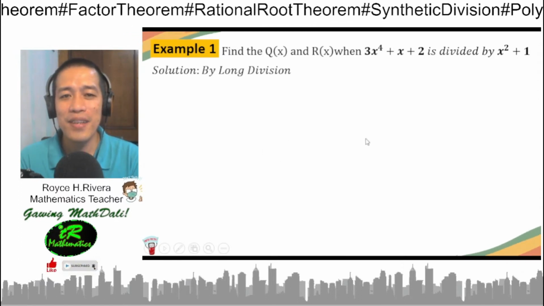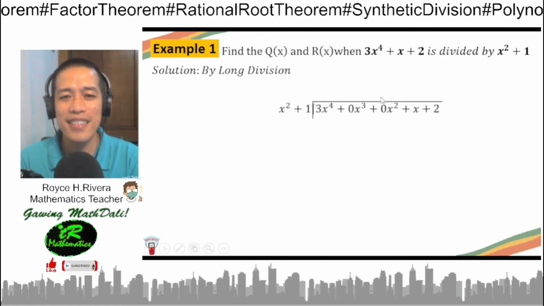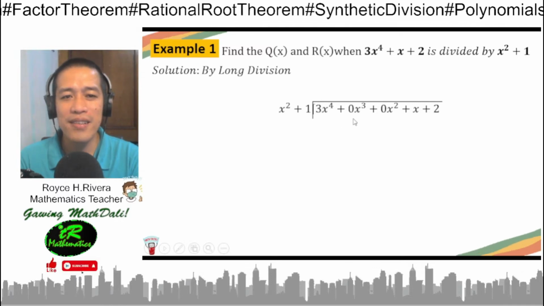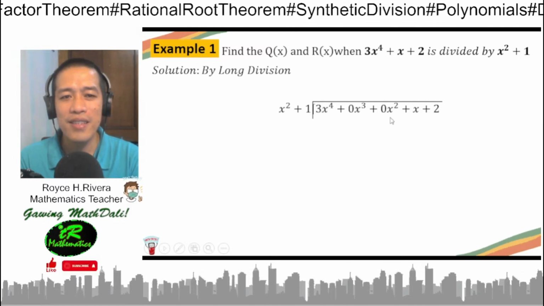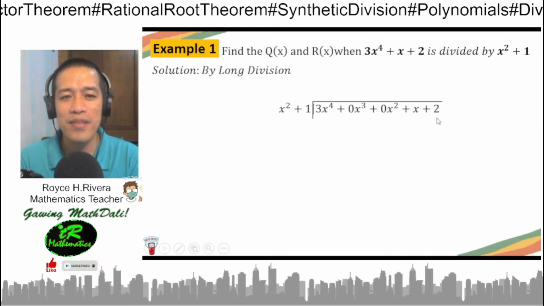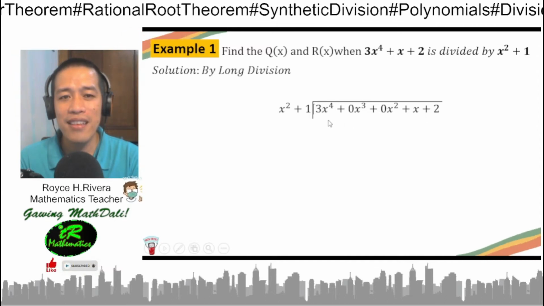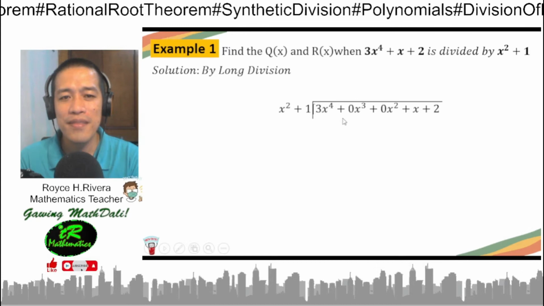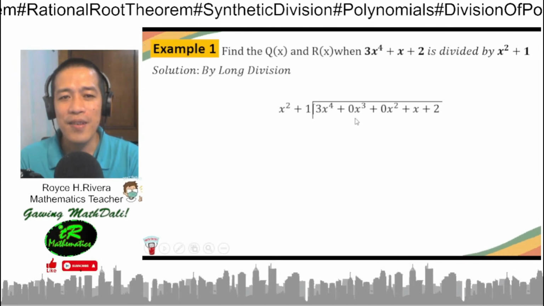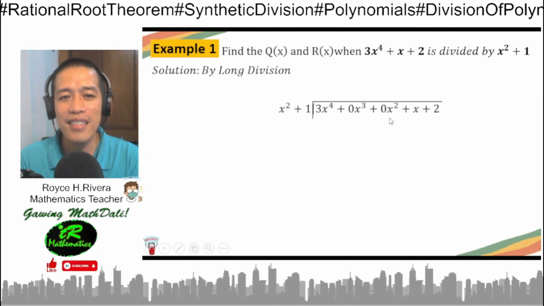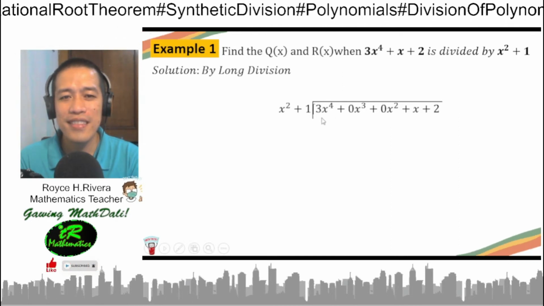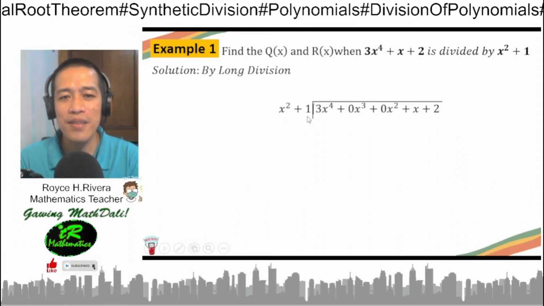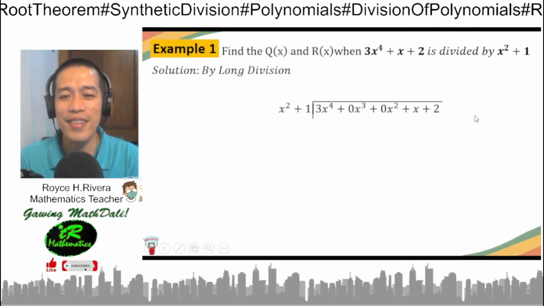Now, let us write our dividend and divisor. For our dividend, we have 3x raised to 4 plus 0x raised to 3 plus 0x squared plus x plus 2. So, we have completed the polynomial. We replace the missing terms by 0. And those are 0x raised to 3 and 0x squared. Then we have our divisor, x squared plus 1. Now we are ready to divide.